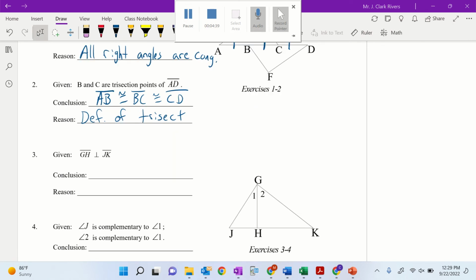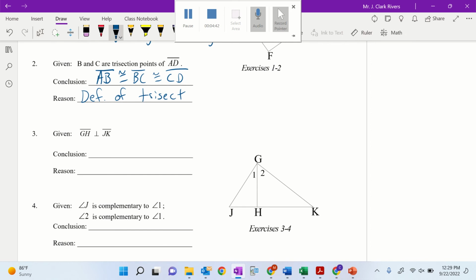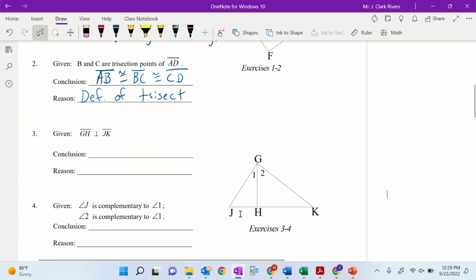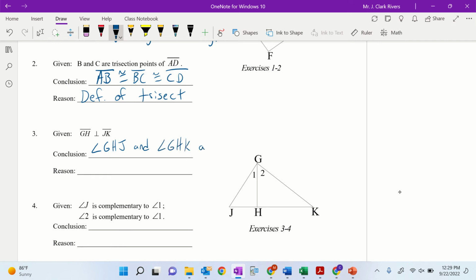Okay, up next, number 3 here, we got a new figure. Looks like triangle GKJ, and we have angle 1, angle 2 that is formed by segment GH. So we're told that GH is perpendicular to JK. Think about what it means for one segment to be perpendicular to another. It means that right angles are formed. So we'll say angle GHJ and angle GHK are right angles. And the reason for that is definition of perpendicular.